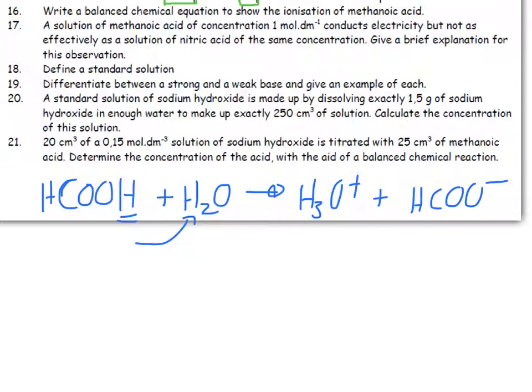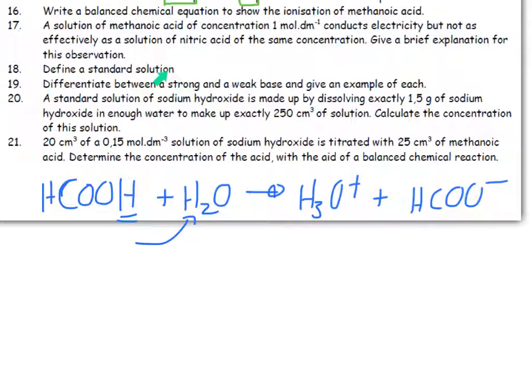Solution of methanoic acid with a certain concentration conducts electricity, but not as effectively as nitric acid of the same concentration. Give a brief explanation for this observation. Well, as I just said, your methanoic acid is a weak acid, therefore you form very few ions, and therefore it can't conduct electricity very well. Nitric acid, on the other hand, is a strong acid. What does that mean? Strong acid means that it ionizes very well or forms lots of ions. It's going to form H3O+ and NO3- ions, and lots of them, and therefore you're going to get a good conductor.